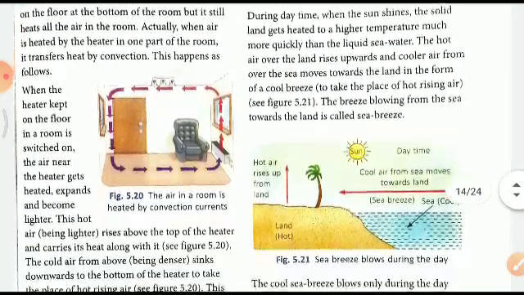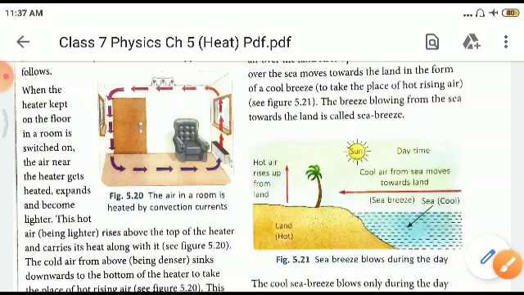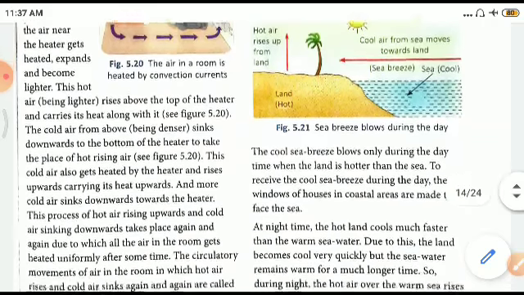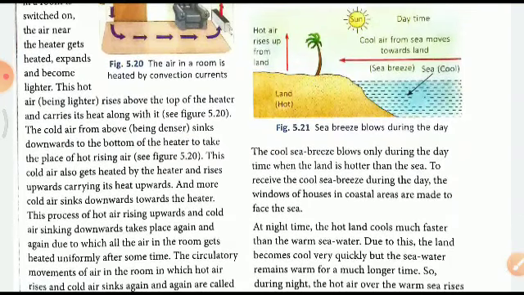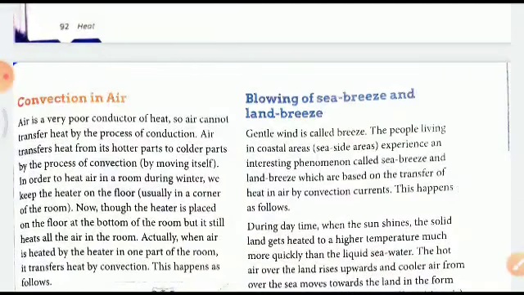See children, this is a very common example: when a heater is kept on the floor in a room and switched on, the air near the heater gets heated, expands and becomes lighter, right? It starts moving up, and within a short duration of time we can see that the entire room gets heated up, as the cold air moves from down to up, right?